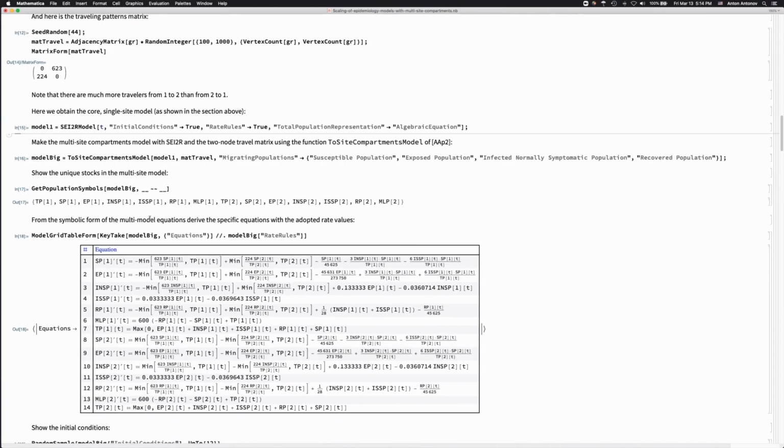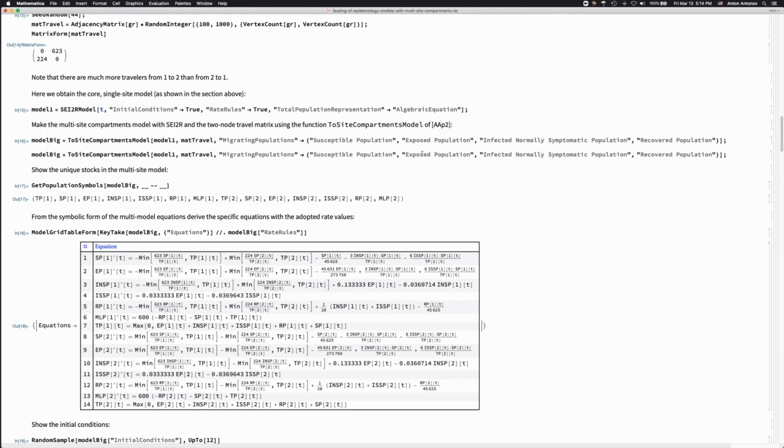So for this model, I let the normally symptomatic people be traveling. They might not even know they have the coronavirus, and the severe ones, they don't travel. So here I have specified which populations are going to travel, and then I have changed the equations accordingly. These are all of the equations I now have in the model.